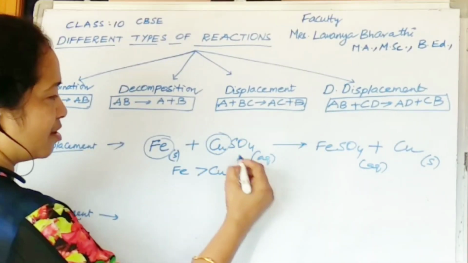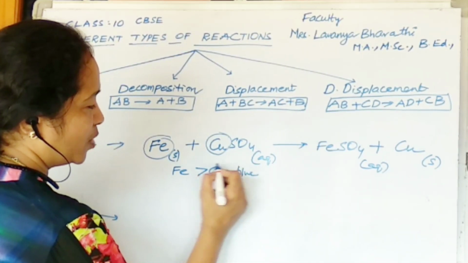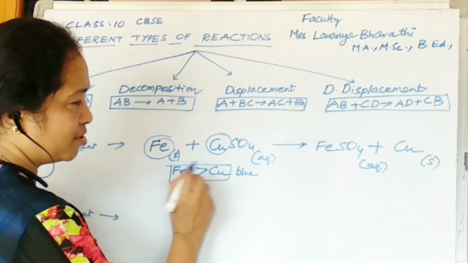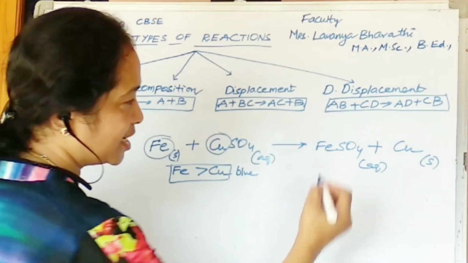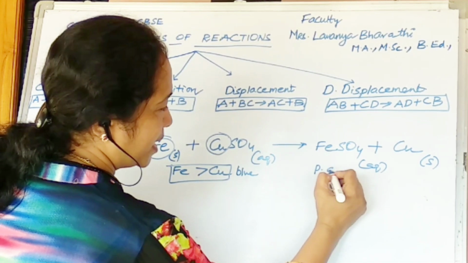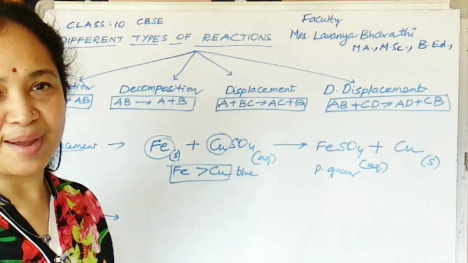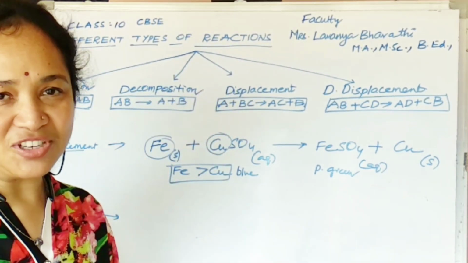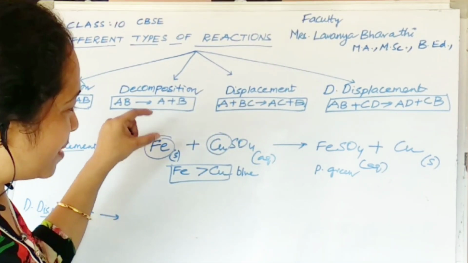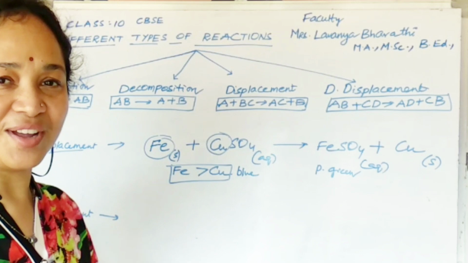Remember, the color of copper sulfate is blue. Ferrous sulfate is pale green in color. This is a simple and easy example to remember displacement reaction. A highly reactive element displaces a less reactive element.